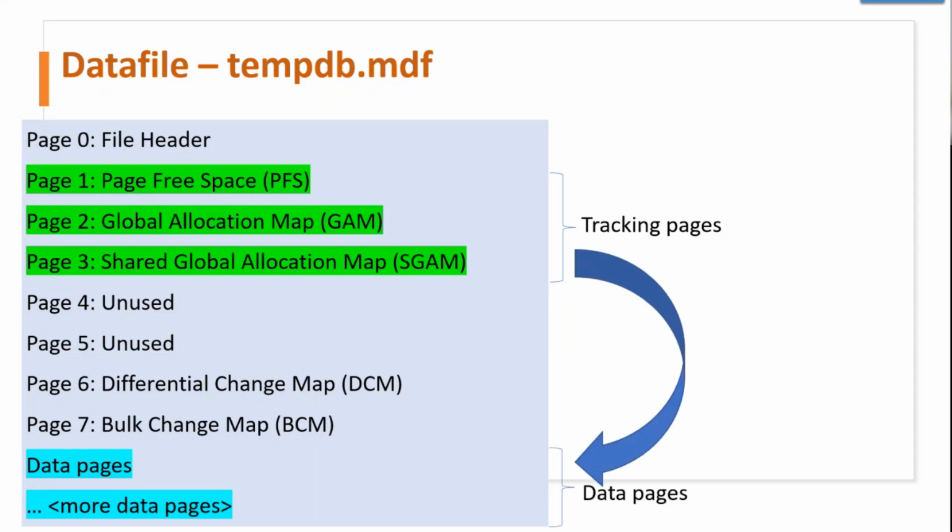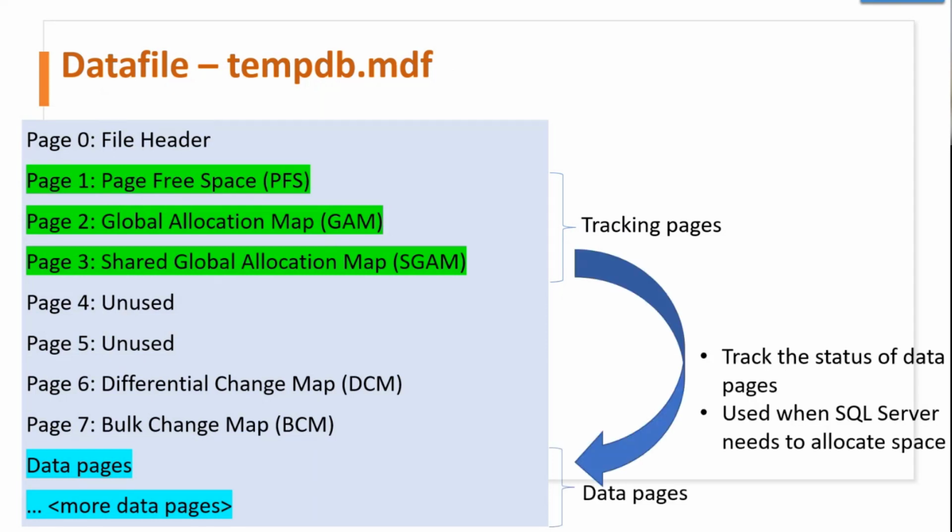And what are tracking pages? They are used to track the status of the data pages. SQL Server uses these tracking pages to find out which page is free, which page is allocated, and which page is not allocated. Now we will see why these 3 pages are used, why the latches are needed on these 3 pages, and how contention occurs because of these 3 pages.